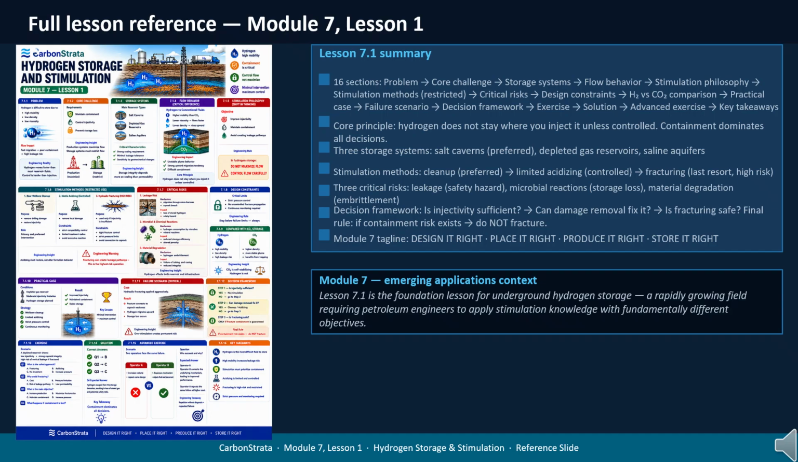Now close the system. Everything comes back to one idea. Hydrogen does not stay where you inject it. And the system does not remain constant. This changes everything. You do not maximize flow. You control it. Now consider two approaches. One pushes the system, increases rate, repeats the same design. The result is loss of control and increasing risk. The other controls the system, diagnoses first, limits intervention, protects containment. The result is stability and predictable performance.